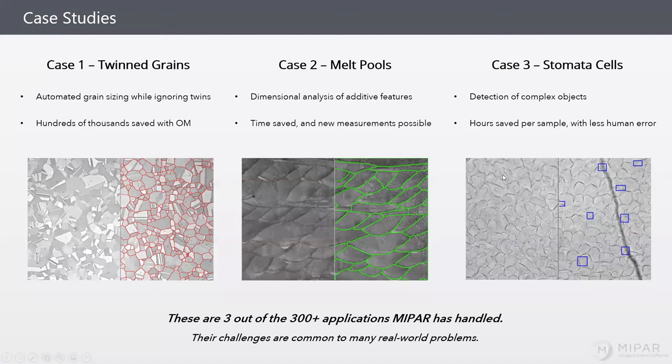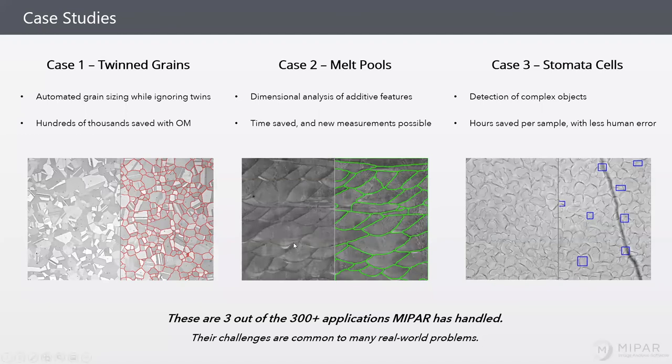So I'm not sure how many of the attendees are in the life science space, but I know we have a lot of life science users across the university. So I wanted to include at least one bio example. Again, all three of these embody automated solutions that I really never thought I would see a solution to. In the twin grain case, you have obviously a very challenging local pattern recognition problem to be able to draw boundaries around grains while ignoring these very abrupt twin boundaries. In the melt pool case, that is more and more analyzed with the explosion of additive manufacturing, you've got challenging features as well.